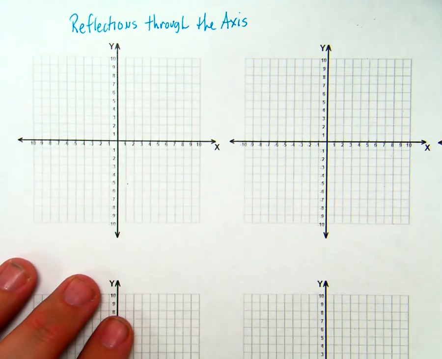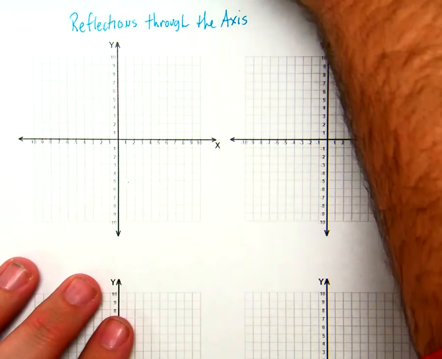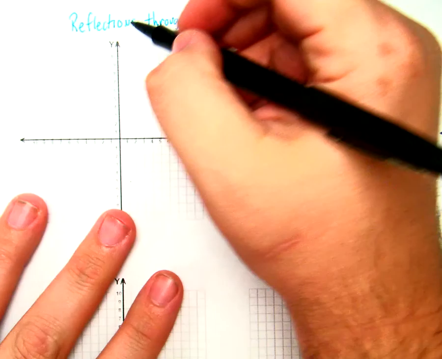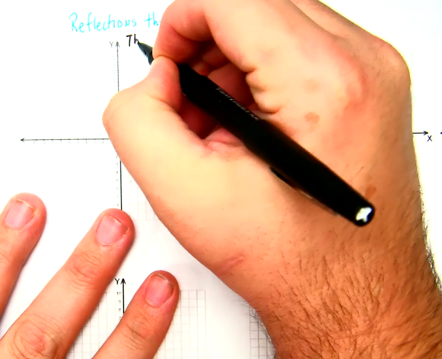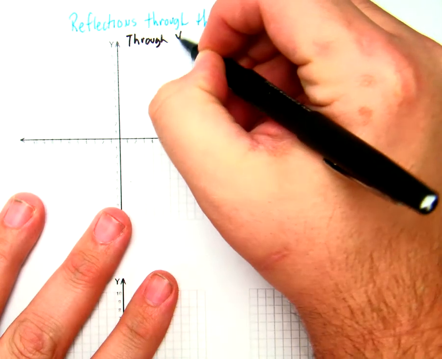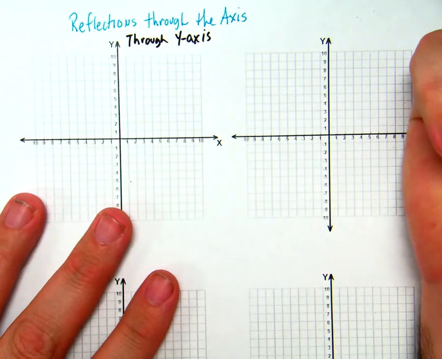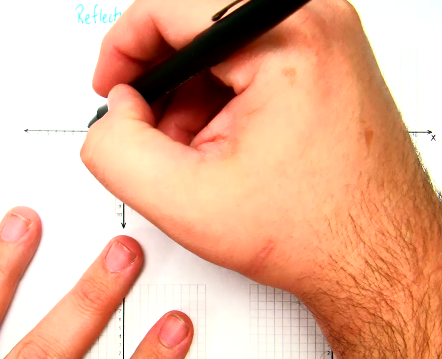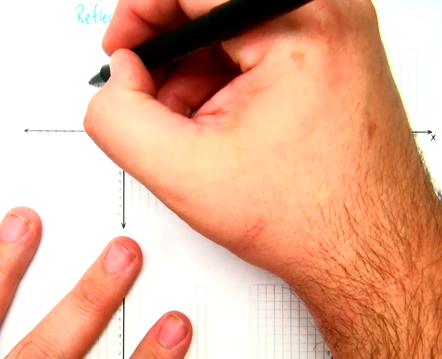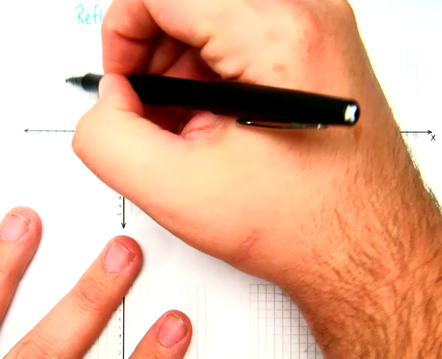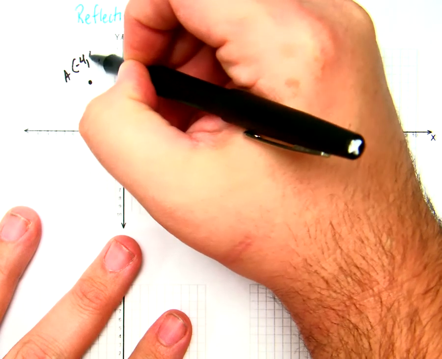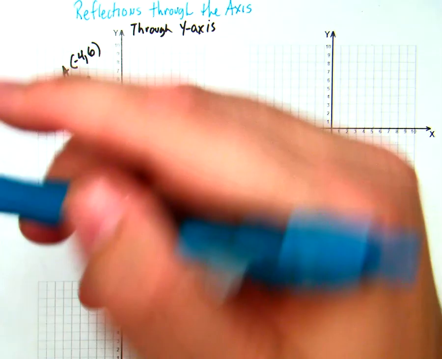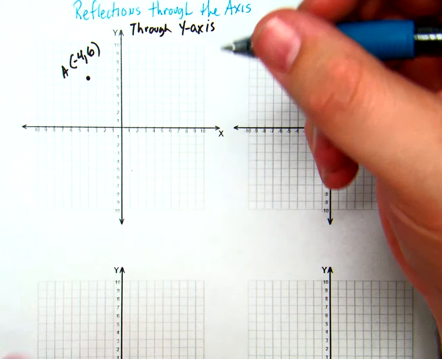Alright, now I want to take a look at reflecting through axes. So the first one I want to go through is through the y-axis. So I want you to put a point at, let's go -4, 6. So A is at -4, 6. So that's your pre-image.